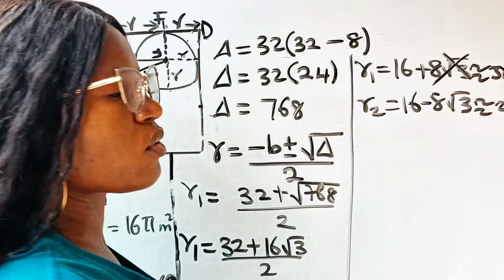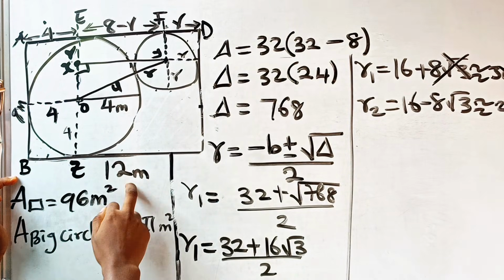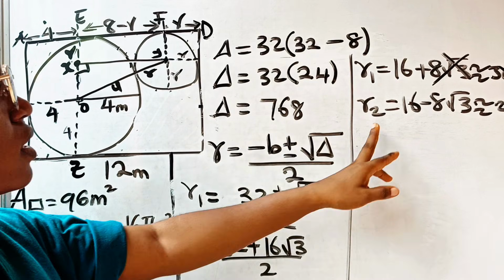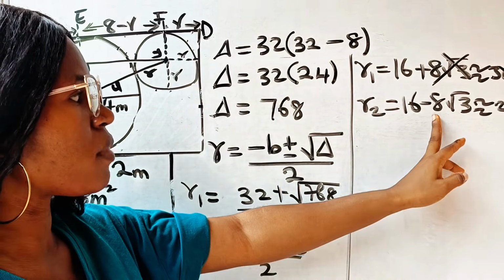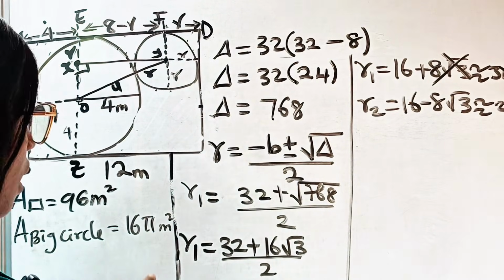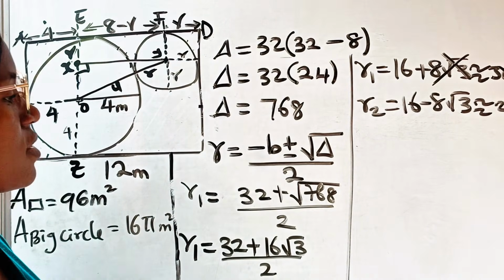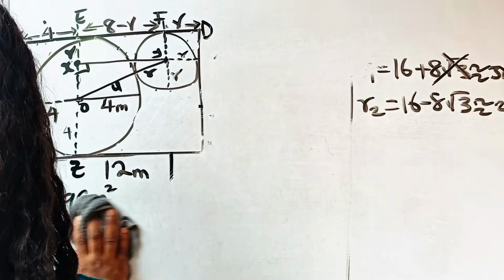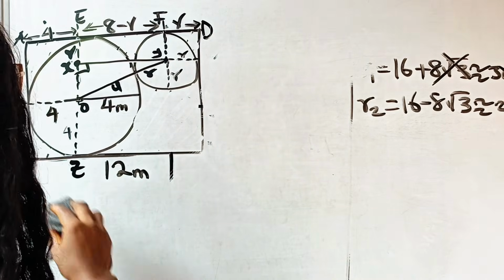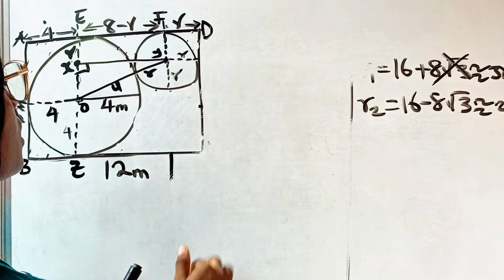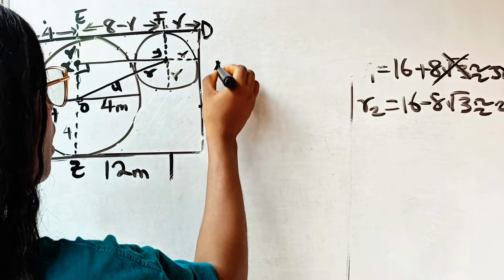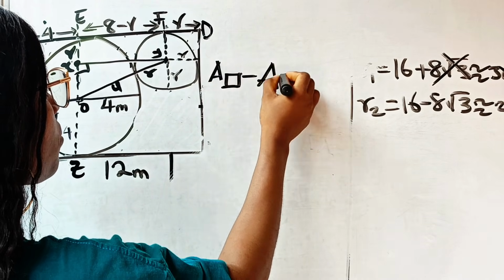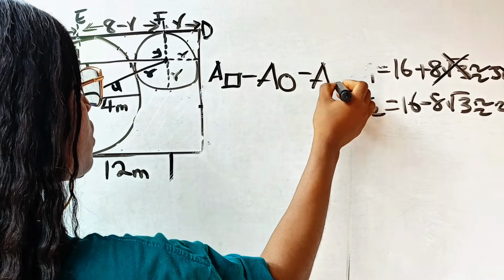So definitely our radius cannot be 30. Check it. From here to here is 12 meters. So how is it possible that the radius of this small circle is 30? So definitely the radius of the small circle is 16 minus 8 root 3. All right. Since we have gotten the value of our radius for the smaller circle, now the area of the shaded portion will be area of the rectangle minus area of the bigger circle minus area of the smaller circle.